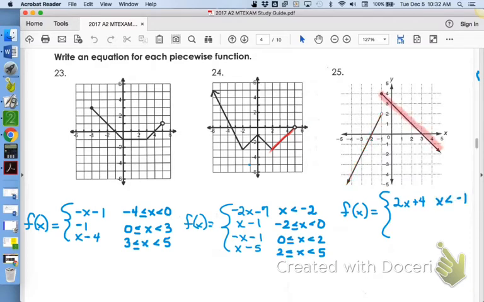The second line, this one's pretty easy because we can read the y-intercept. It's at 3. The slope of this line is just -1. This is going to be -x plus 3. It starts on the left at 1. It owns that point, and then it's going to capture all of the positive x values. So we can say x is greater than or equal to 1.